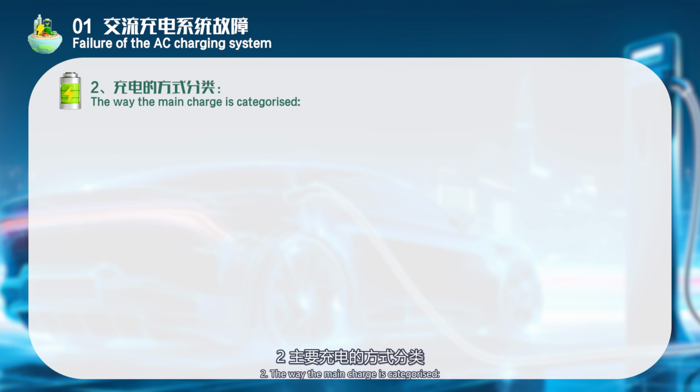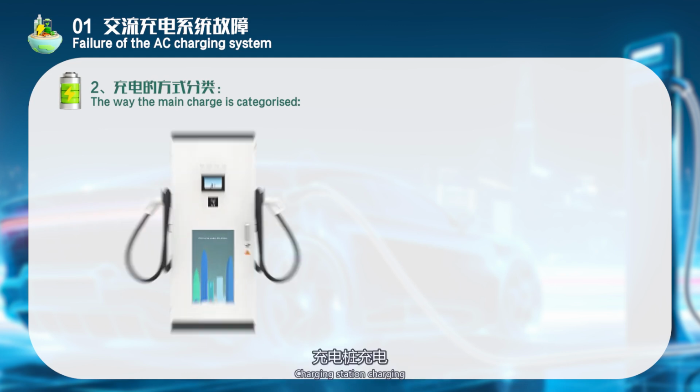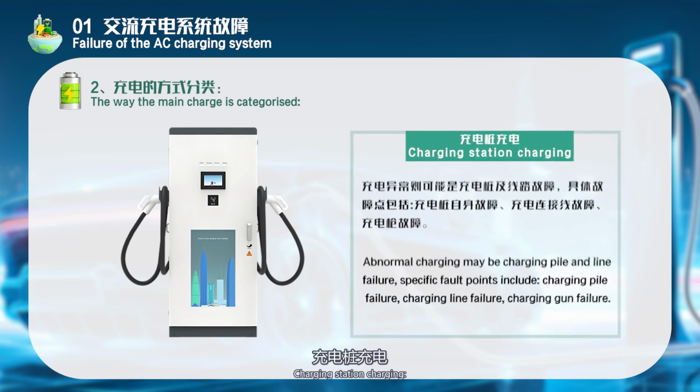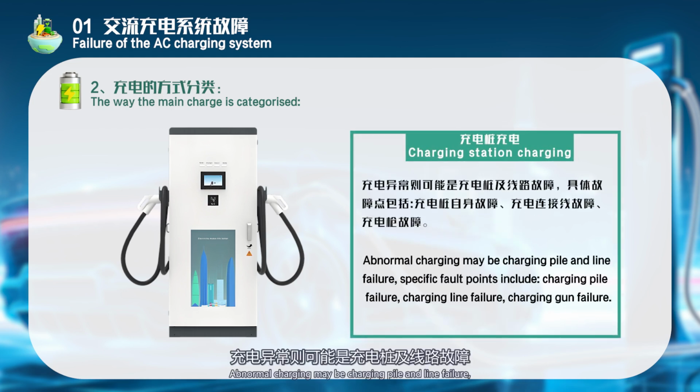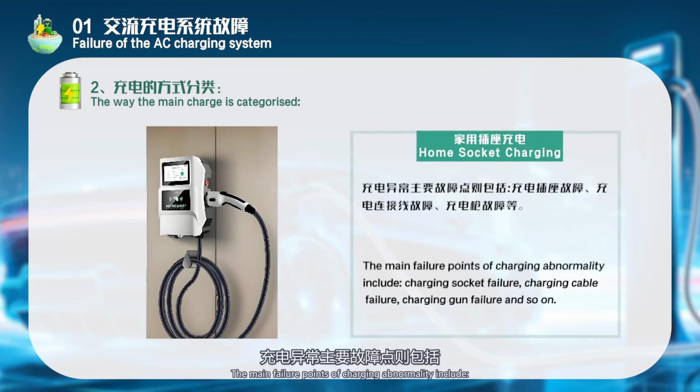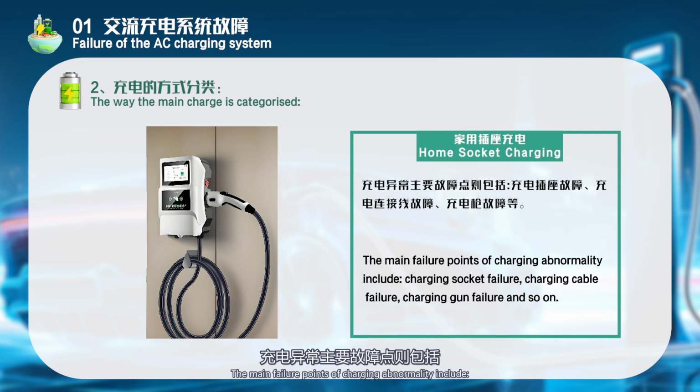2. The way the main charge is categorized. Charging station charging. Home socket charging. Charging station charging: abnormal charging may be charging pile and line failure. Specific fault points include charging pile failure, charging line failure, charging gun failure. Home socket charging: the main failure points of charging abnormality include charging socket failure, charging cable failure, charging gun failure, and so on.